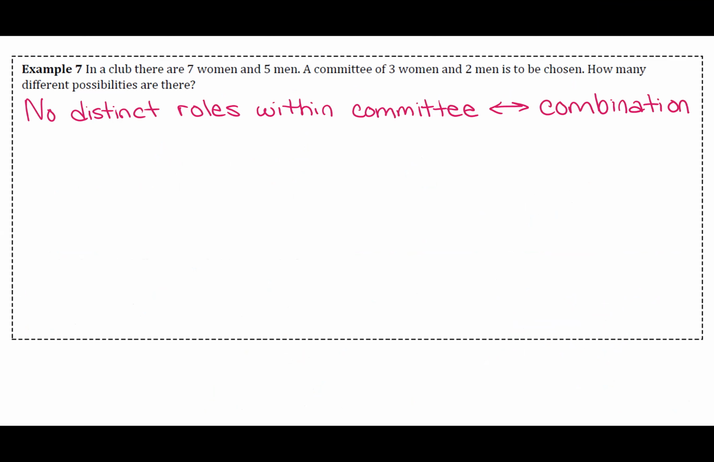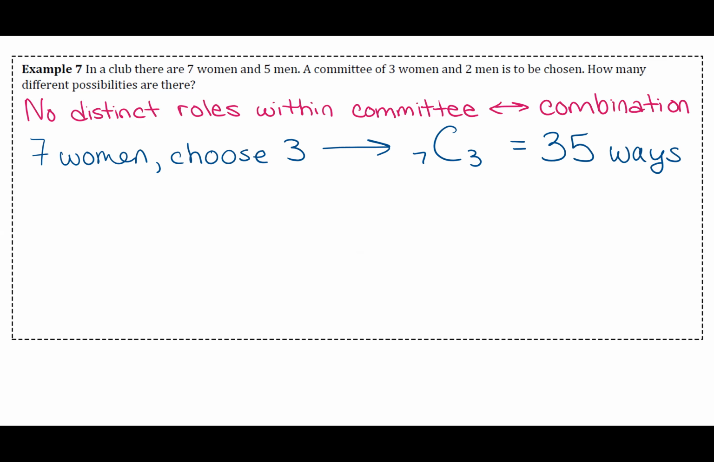So again, we do lots of these problems, so whenever I see the word committee, I'm thinking order doesn't matter, let's do a combination. So we want to do 7 choose 3. That's 7C3, the notation for combination, or choose. So there are 35 ways to do that, because we just did that in the previous example. And then 5 choose 2 is going to be, well, 10.